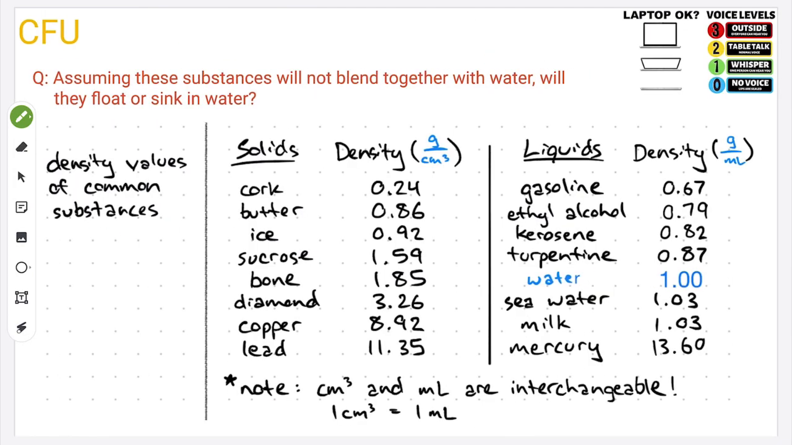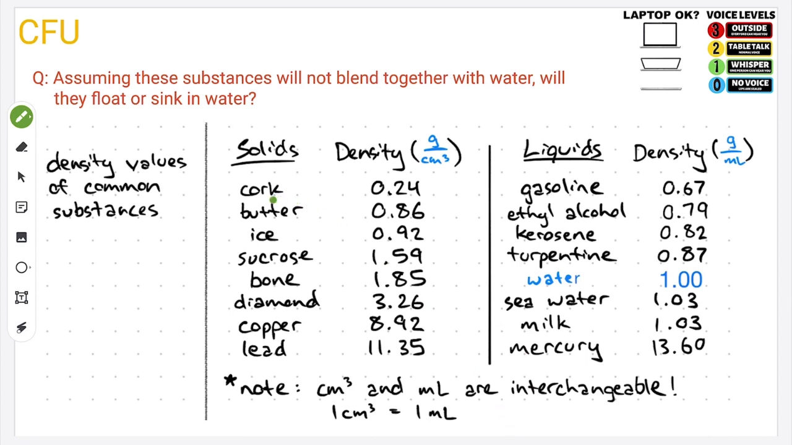Okay, this is just a check for understanding. Assuming these substances will not blend together with water, will they float or sink in water? So just think about this, all of these. We know the densities, right? It says grams per centimeter cubed on this one and grams per milliliter on this one. But just note that 1 centimeter cubed is equal to 1 milliliter, so these density values are basically the same between these two lists.